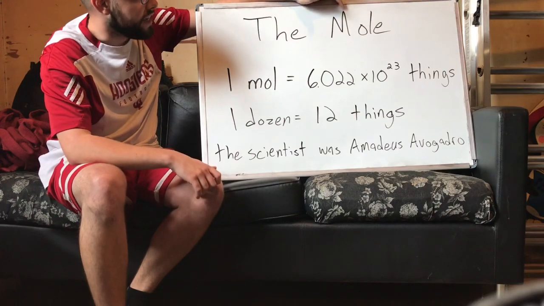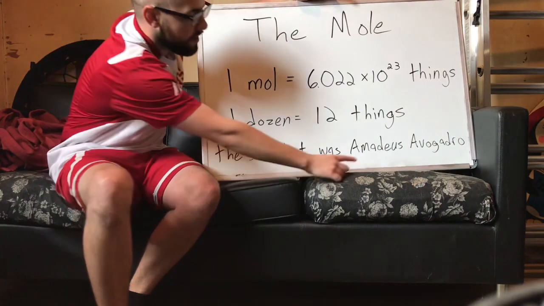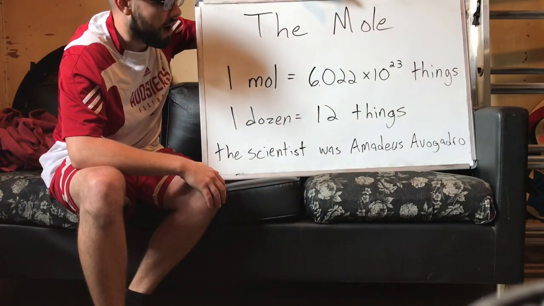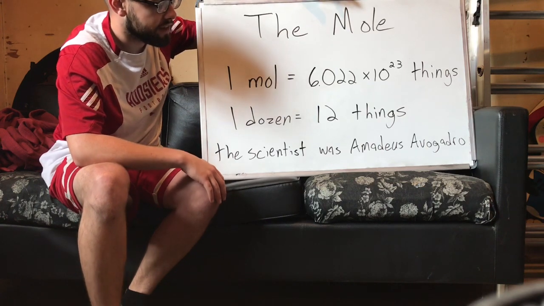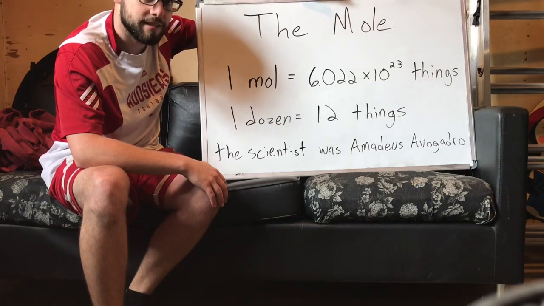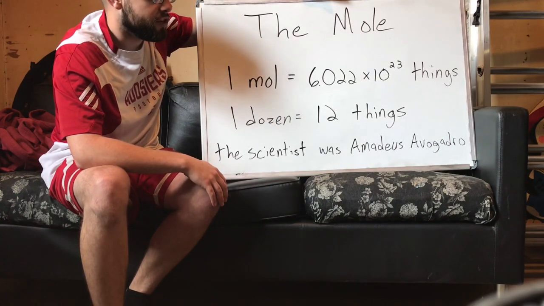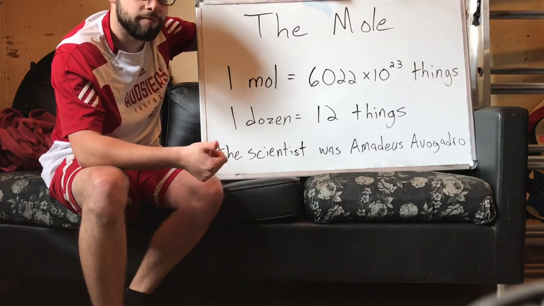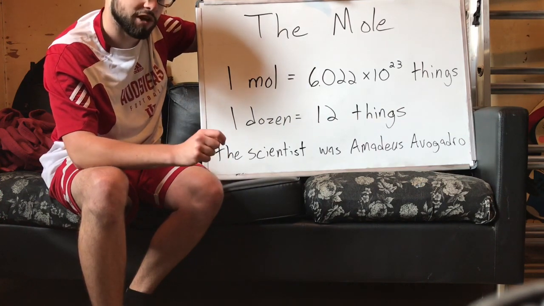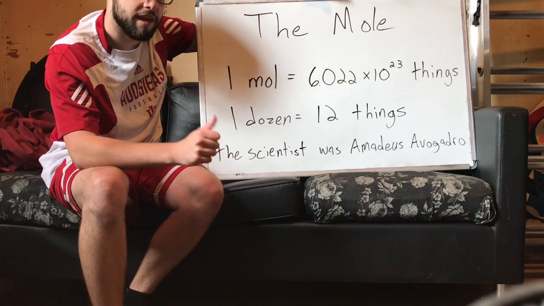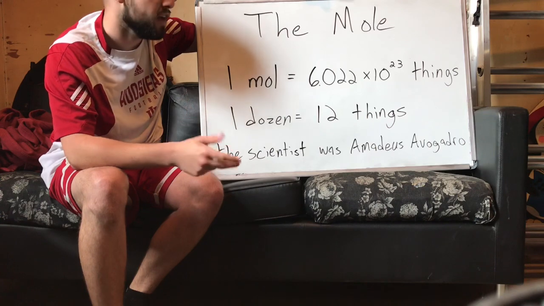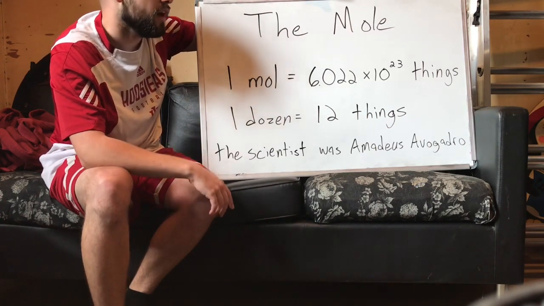The mole, this idea of the mole, it originally came around because of this guy. His name was Amadeus Avogadro. Amadeus, he originally came up with this concept when he was studying the behavior of gases. And he said that if 2 gases are at equal temperature, pressure, and volume, then they will have the same number of particles. And that is Avogadro's law.